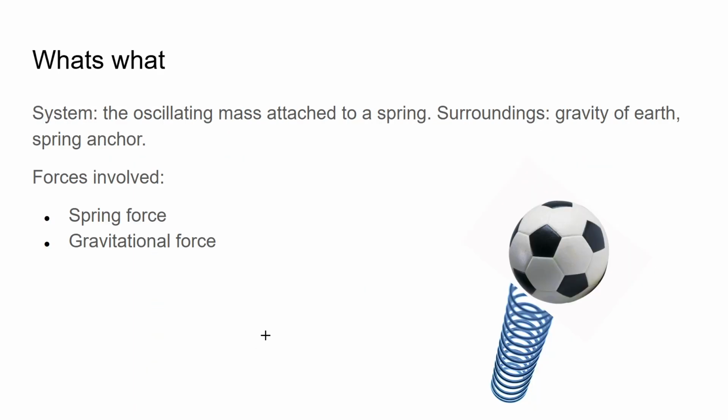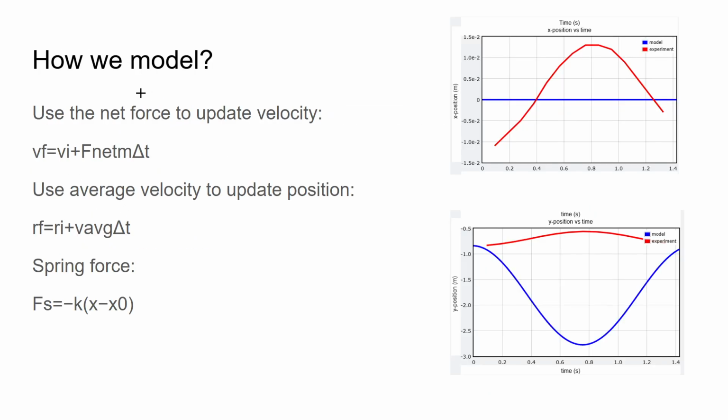What's what? The system is an oscillating mass attached to a spring. Mass could be the soccer ball attached to this spring, and the surroundings would be gravity of the earth and the anchor, a spring anchor, which would be attached to the opposite end of the spring, keeping it still. The forces involved are the spring force and the gravitational force. How do we model it?